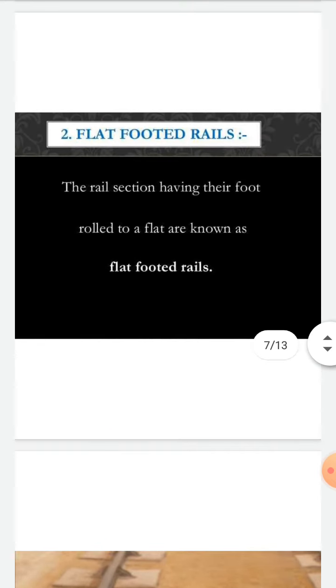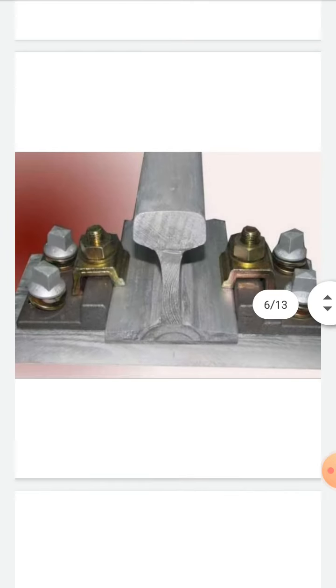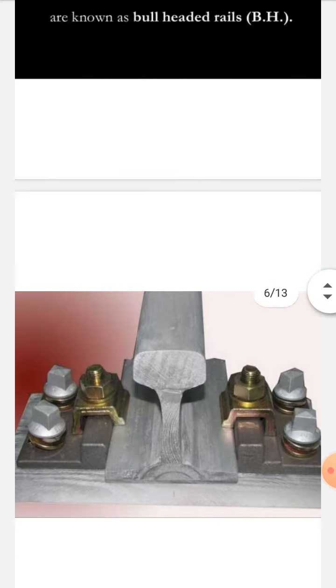The flat-footed rails: the rail sections having their feet rolled to a flat at the bottom are known as flat-footed rails. So here we require less metal for the manufacturing. You can see the top head, and the bottom is flat, fixed with bolts.